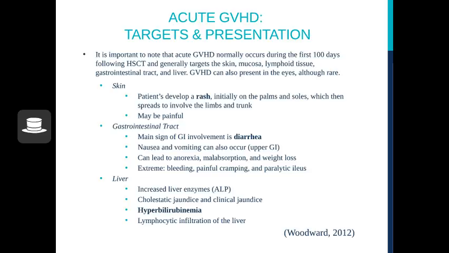The skin can serve as a useful early warning system for acute GVHD. The characteristic rash generally appears within 6 weeks of transplantation. The rash initially appears on the palm and soles, which can spread to involve the limbs and trunk and may be painful. As far as the gastrointestinal tract goes, the main sign of GI involvement is diarrhea.